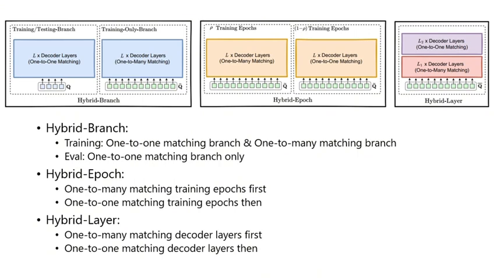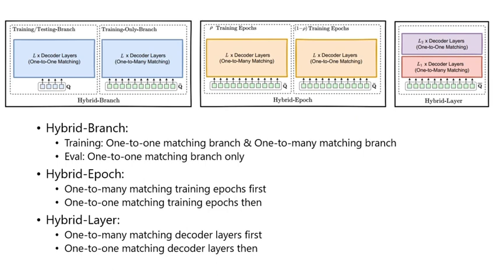To accelerate the training speed and process both branches in parallel, we further apply a masked multi-head self-attention to avoid the interactions. Therefore, we do not observe significant extra training costs in experiments. In the hybrid epoch scheme, we only maintain a single group of queries. We will apply one-to-one matching and one-to-many matching on the predictions during different training epochs.